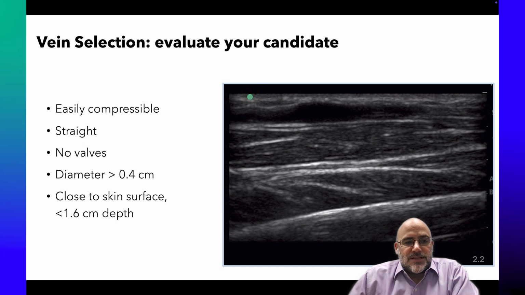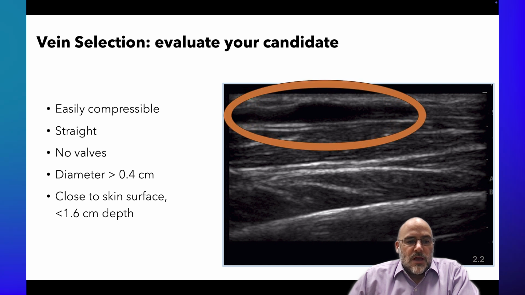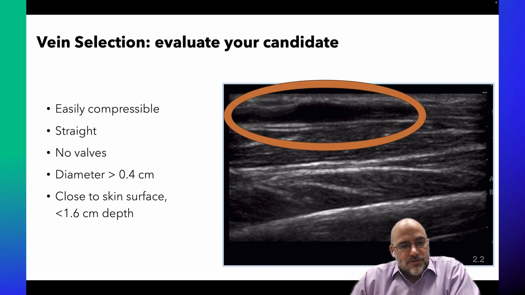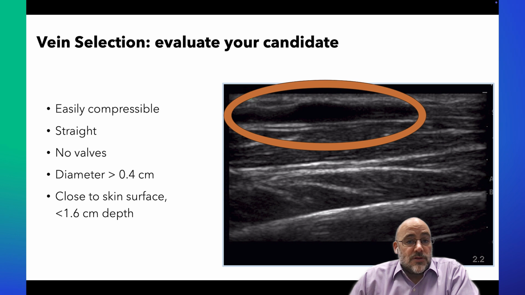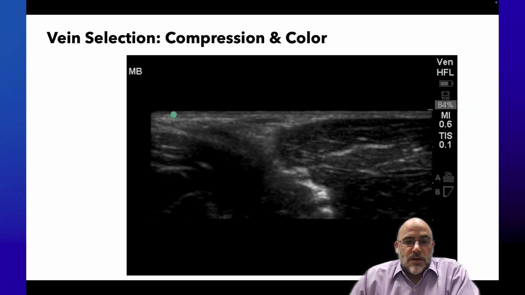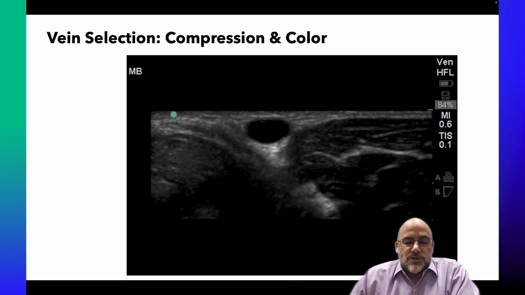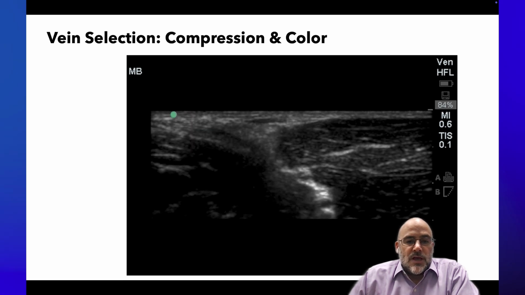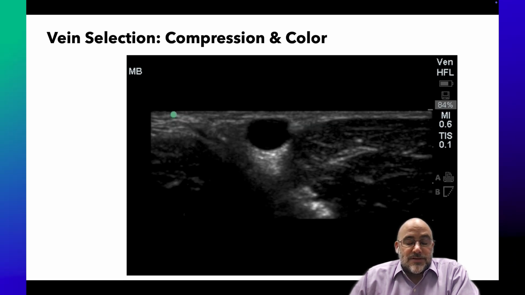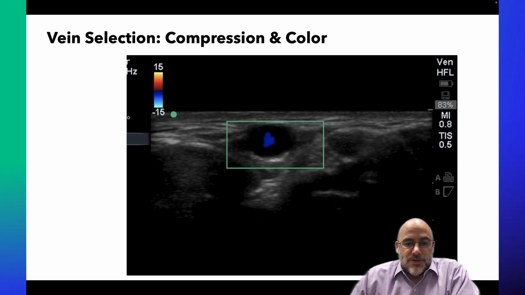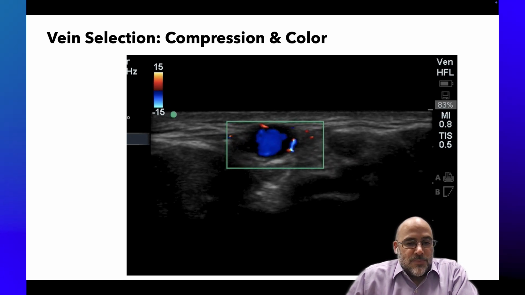We want the vein to be easily compressible. We want it to be straight. We don't want there to be any valves in the vein, if at all possible. We want the diameter to be relatively generous, and we want the vein itself to be close to the surface. And here we can see we're thinking about this vein here. We're compressing the vein to make sure that it is free of thrombus, and also to make sure that it is a vein. Some cysts or other fluid-filled structures can have that black anechoic appearance.